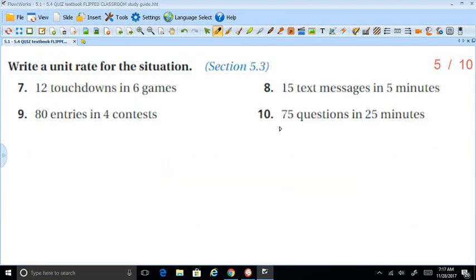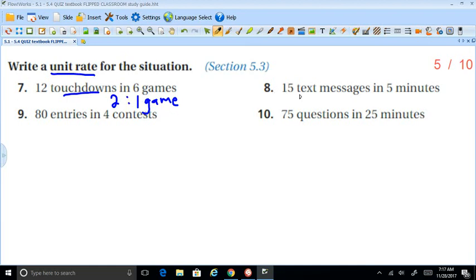Now, numbers 7 through 10, you must find the unit rate, the single unit. Okay, so 12 touchdowns in 6 games. We want to know how many touchdowns in one single game, or per game. So 12 and 6, simplify that down, and you get 2 touchdowns per game.